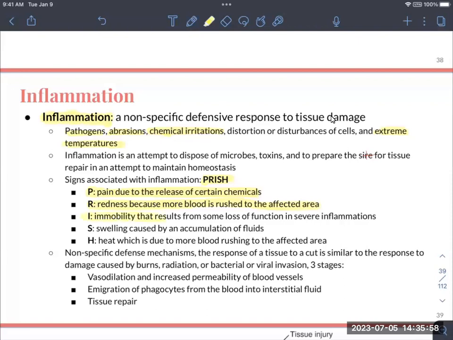Immobility. If it gets too swollen, you may not be able to move that specific joint or area. That's where that swelling comes in. Too much fluid accumulates in that area, it can cause that joint to not be mobile. It also brings heat to that area because heat is carried in the blood. If heat is carried in the blood, when more blood comes to the area, it's going to heat that area up.